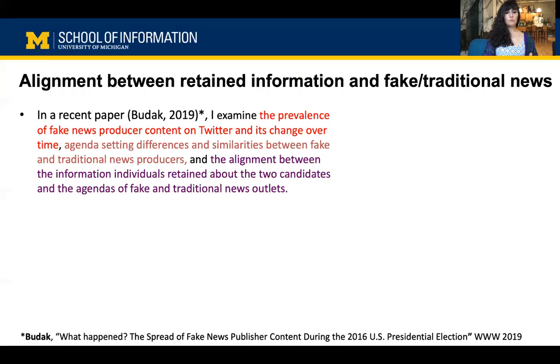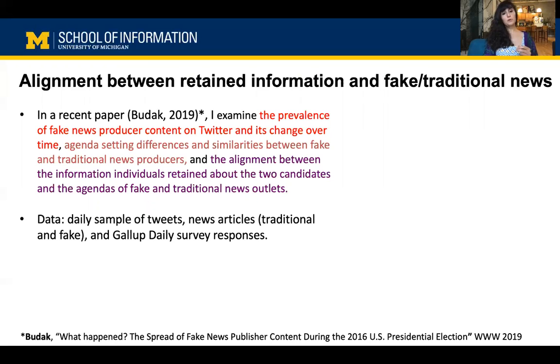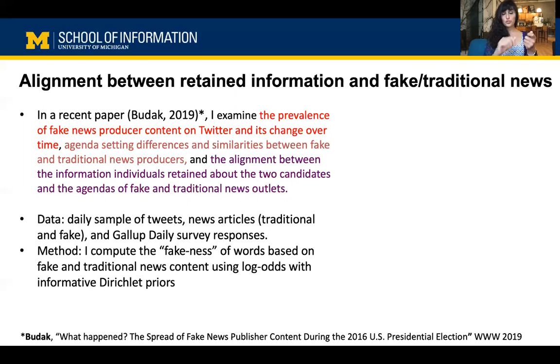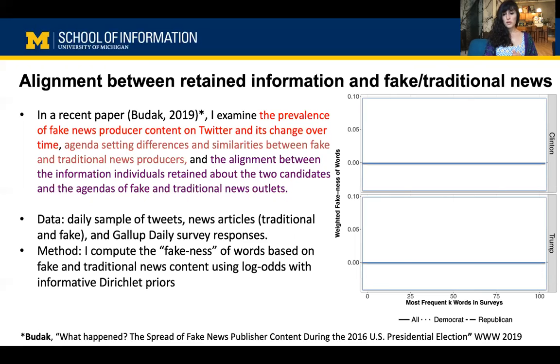To do so, I'm using daily sample of tweets, the content of the articles mentioned in these tweets, and Gallup daily survey responses. By using the traditional and fake news content and using log odds with Dirichlet priors as my methodology, I can assign a measure of fakeness to each word, and I can connect it back to the interview responses to identify that alignment. So here in this plot, we're going to be looking at that.